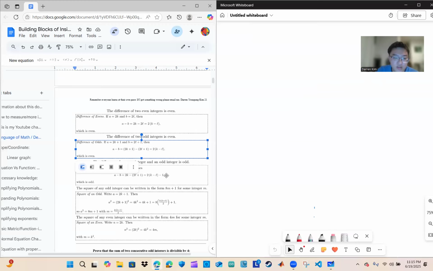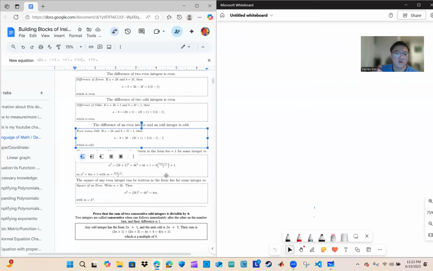Okay, next. We have this one, which is: the difference of an even integer and an odd integer is odd. So even minus odd, basically the same thing again, just opposite sides. I think you get the point here, but basically this is 2k minus the odd version, which equals 2(k - l - 1). And you can kind of see that this is n, so it's 2n - 1.